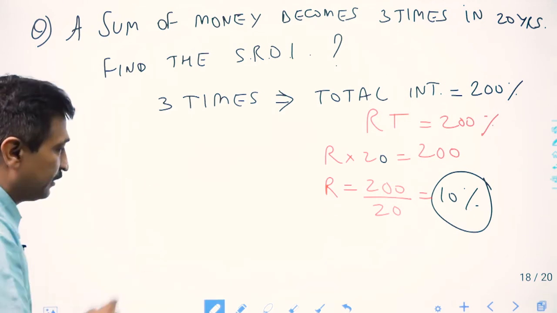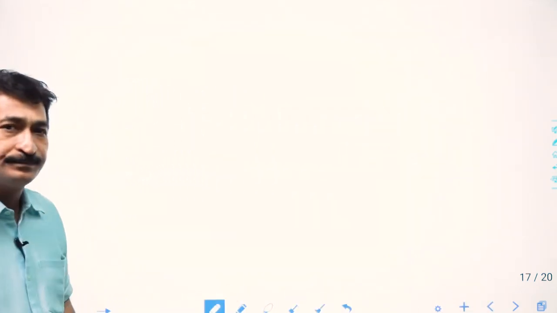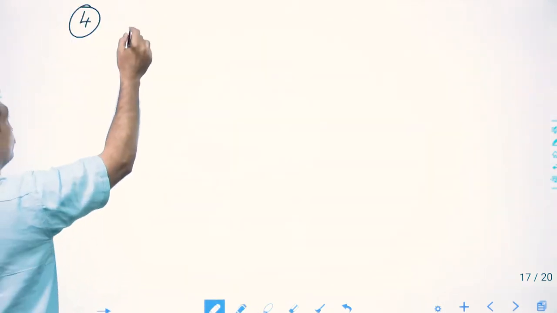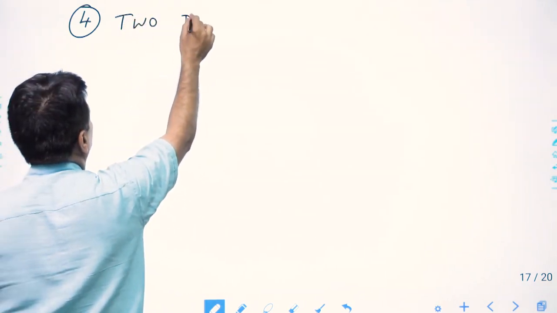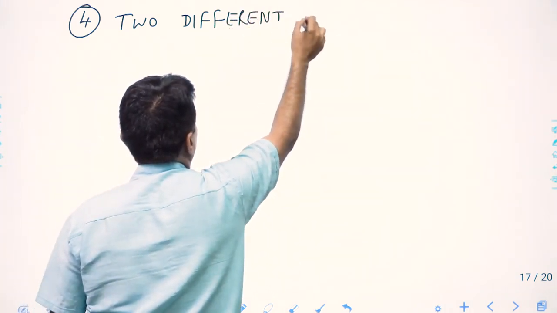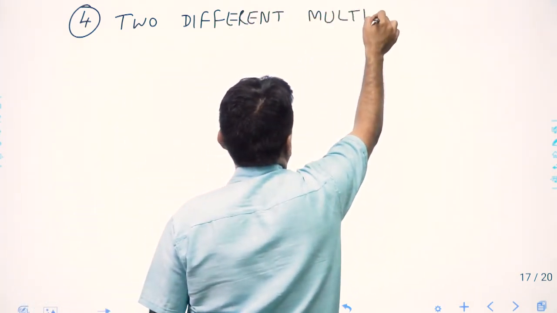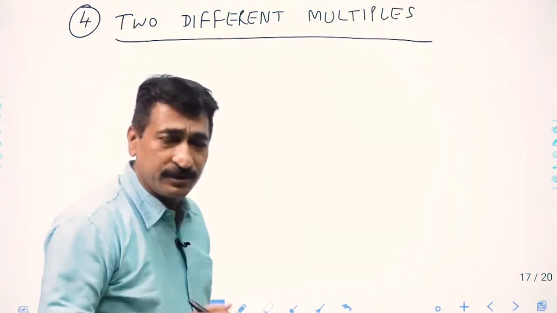Let us move forward. This is how you calculate the money becoming multiples many times. Now let us do the fourth type. Two different multiples. Now what is this? Two different multiples.